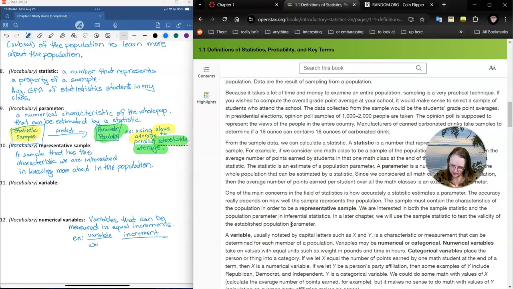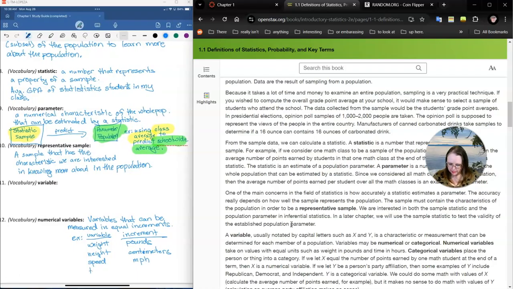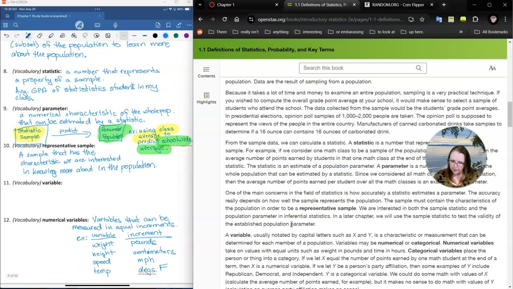Variable is weight. Increment could be pounds. It could be other things. For now, we'll say pounds. Variable could be height. That would be, let's do centimeters. Variable could be speed, and that could be miles per hour is the increment. Temperature, degrees Fahrenheit. Those are numerical variables. Those are how those can be measured.